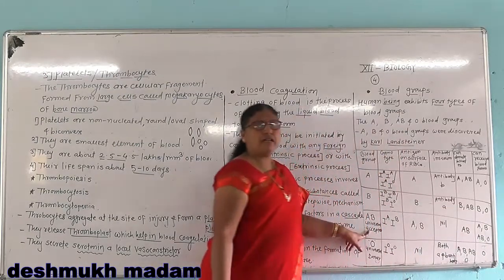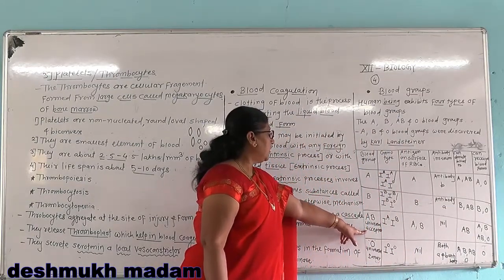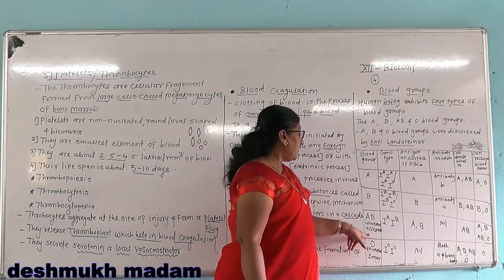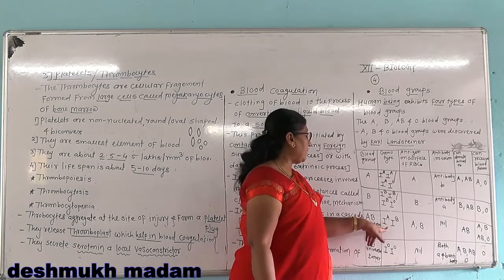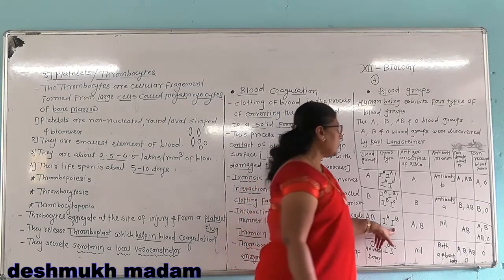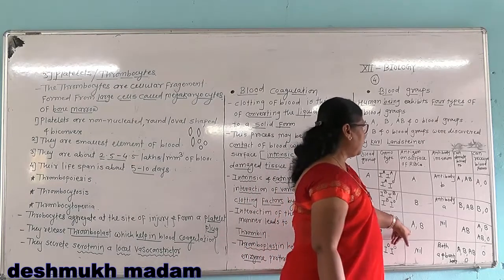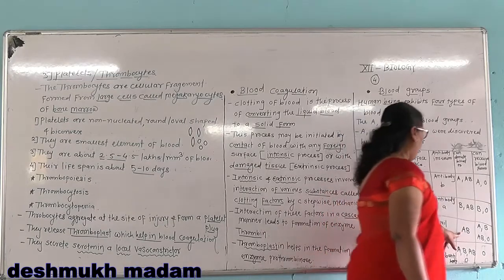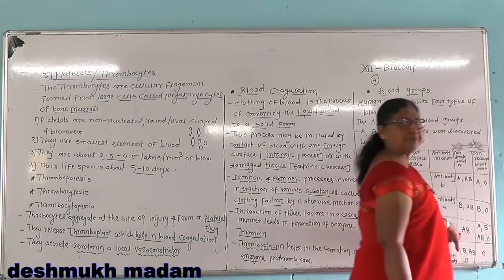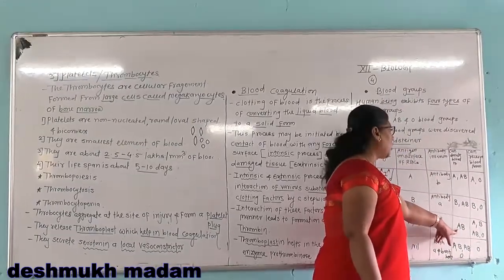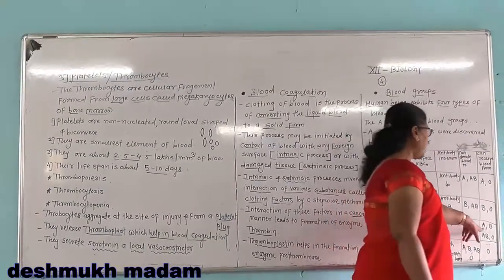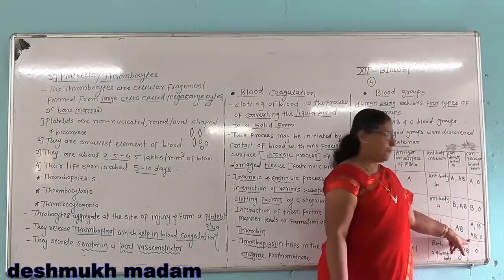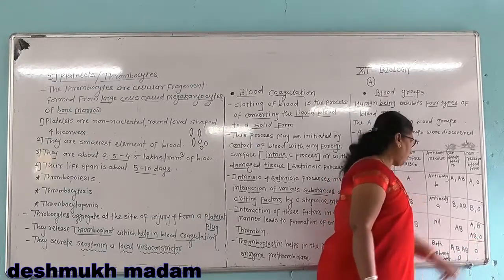Then third is blood group AB, which is also known as the universal acceptor. The genotype is IA-IB, the antigen is AB, and antibody is absent in the serum. It can donate blood to AB and receive blood from blood group A, blood group B, blood group AB and blood group O.